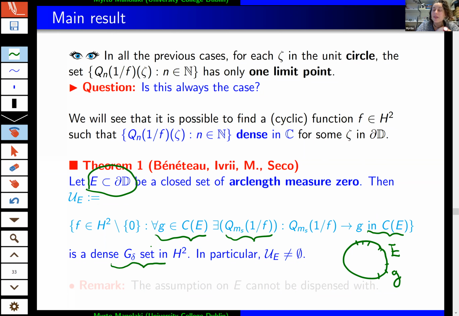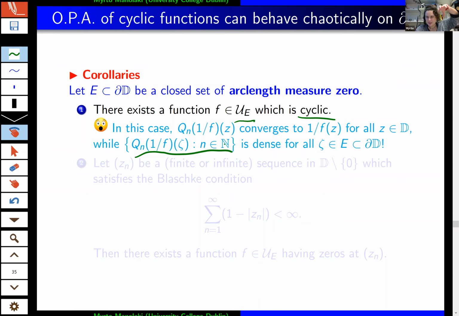So here, the extra thing that we can get is that we can find a function which is universal in this sense, a universal optimal approximant, and it's also cyclic. In this case, the optimal approximants of 1 over f converge to 1 over f inside the disk, and at the same time, on the boundary, on a fixed set E, they converge to everywhere. They are dense, they are very chaotic. So there is this type of dichotomy.